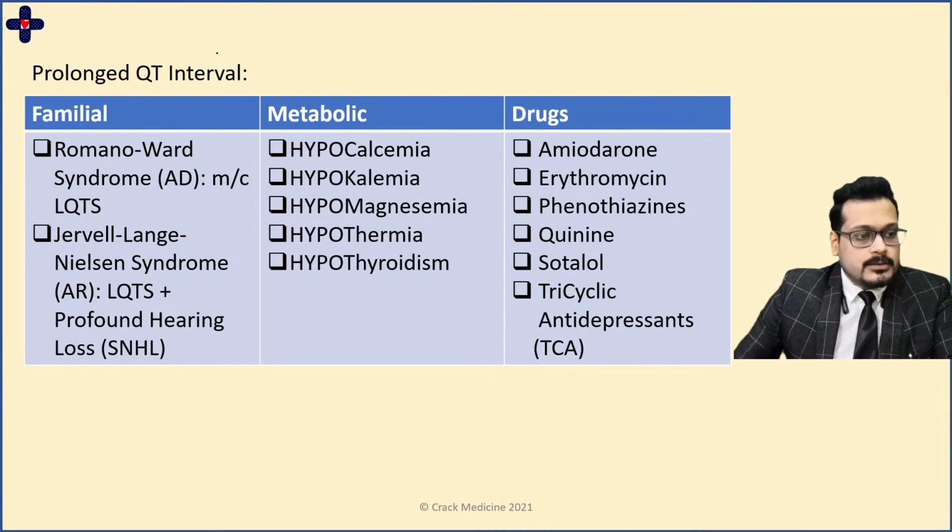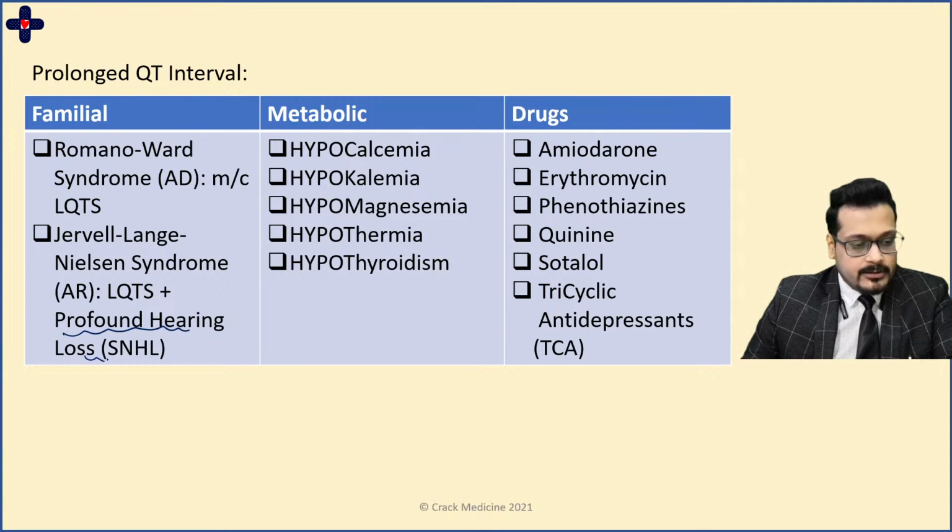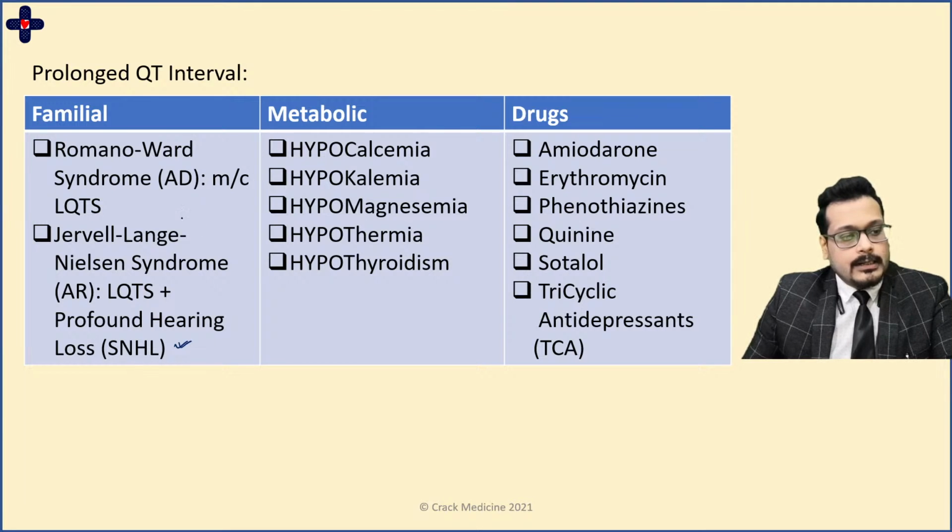So these are the causes for your long QT syndrome or prolonged QT interval. You have familial causes. In your familial causes, remember that there are only 2 that you need to remember. The first one is Romano-Ward, and the second one is Jervell and Lange-Nielsen syndrome. In the second one, there will be presence of profound hearing loss. That's the only thing that you have to remember. This is the only differentiating factor between the two. And Romano-Ward is the most common cause of long QT syndrome.